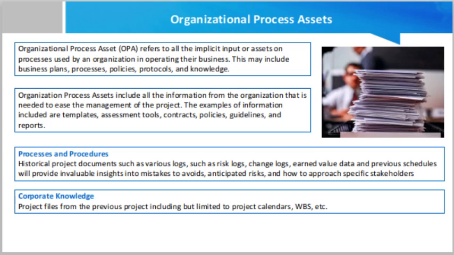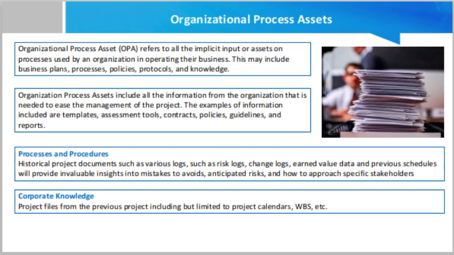Corporate knowledge. Over time, companies have a valuable knowledge base. This base stores information for future retrieval. Some of this information consists of finance databases that will provide budget information and incurred cost, and project files from previous projects, including but not limited to project calendars and work breakdown structure. Throughout the project life cycle, OPAs, or organizational process assets, will be updated and influence the project in a positive manner. Organizational process assets are valuable information, documents, and knowledge tools that the organization accumulates over time.